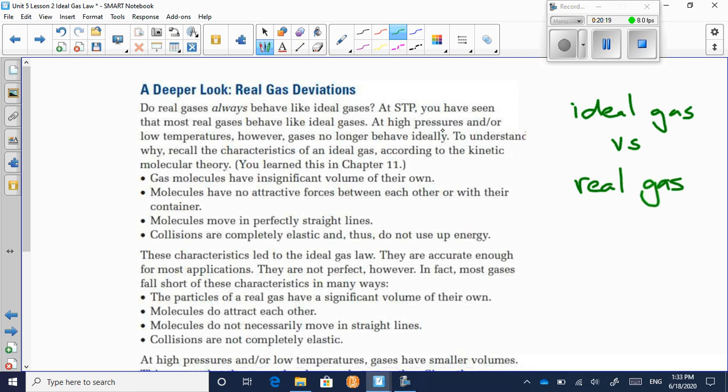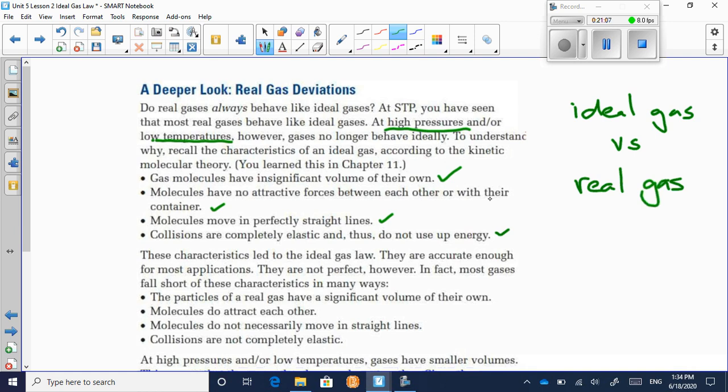At high pressures or low temperatures, so I'm going to underline this, at high pressures or low temperatures, however, gases no longer behave ideally. To understand why, recall the characteristics of an ideal gas, according to the kinetic molecular theory. We studied the kinetic molecular theory yesterday. We said gas molecules have an insignificant volume. So in other words, the volume of the gas molecule is insignificant compared to the volume of the container. Molecules have no attractive forces between them. Molecules move in perfectly straight lines, and collisions are completely elastic. They don't use up energy.